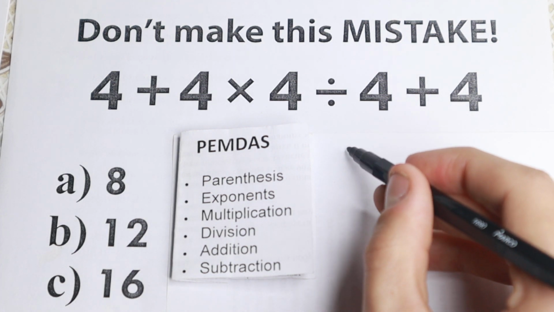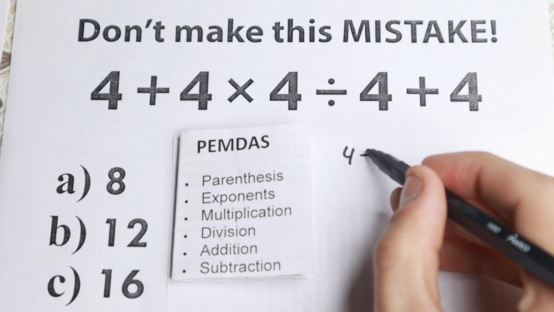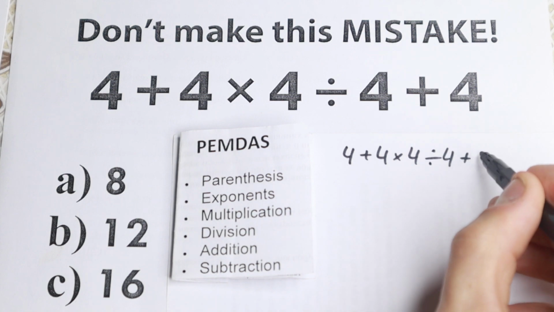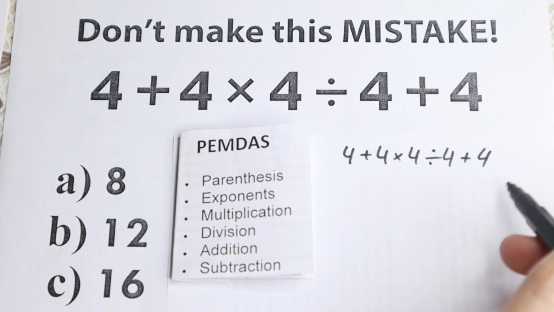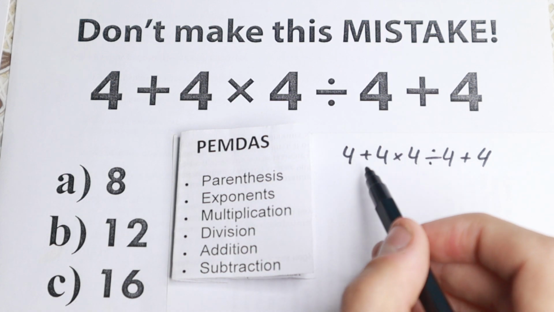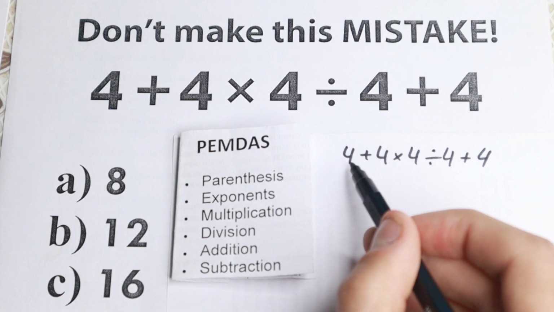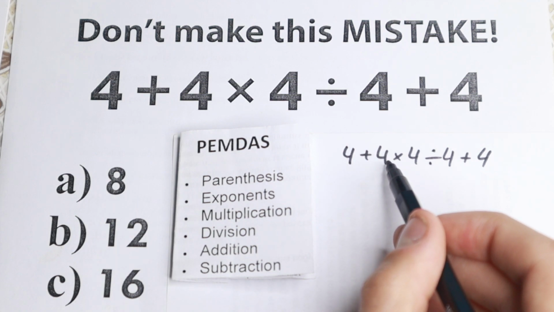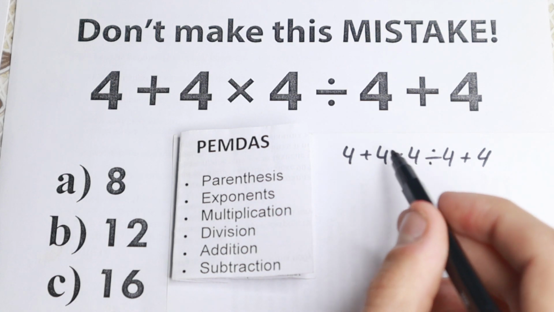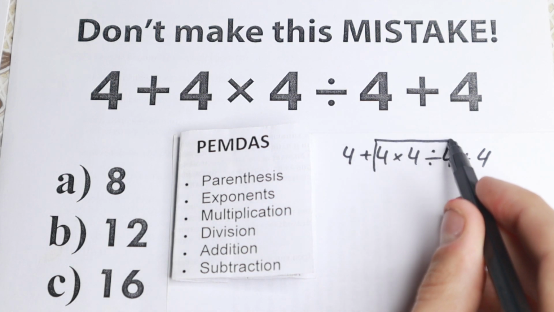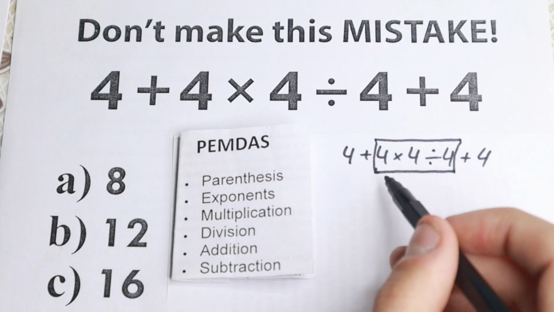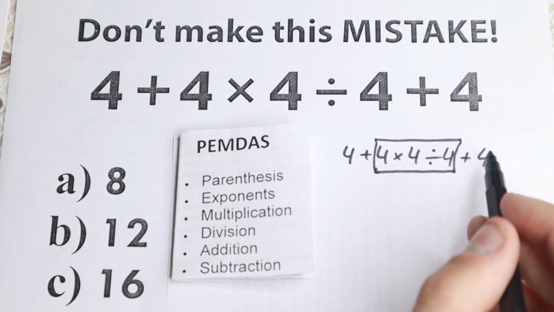So I rewrite this question right here. We have 4 plus 4 times 4 divided by 4 plus 4. Because we don't have the first two parts, let's look at multiplication and division. Right here we have 4 multiplying by 4, and then we have division. So multiplication and division we have right here. So this is our first step, multiplication and division.